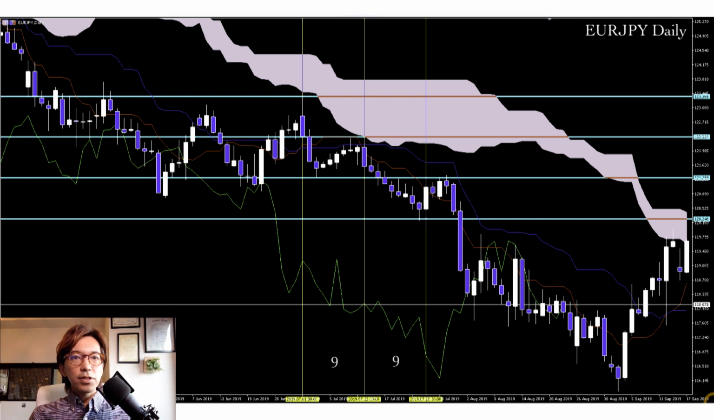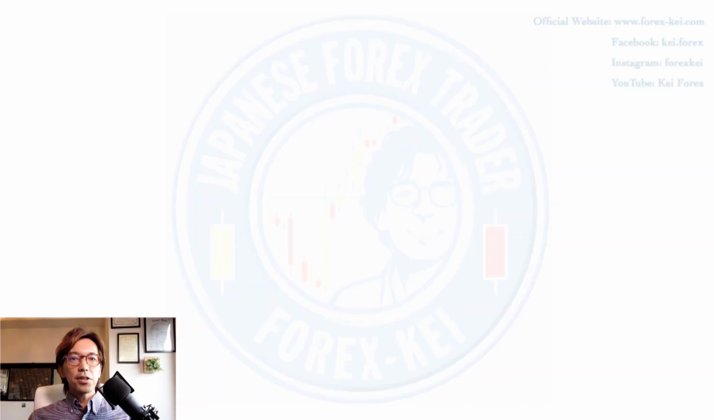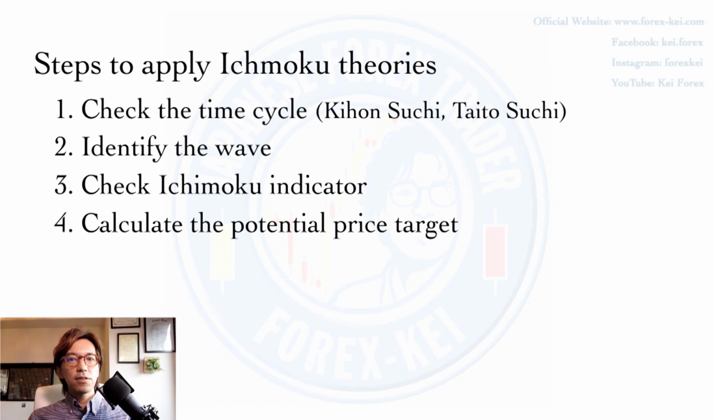Actually, I found similar patterns like this a lot in different pairs with different time frames as I prepared for this recording, so I want you to actually look at the charts and find them so that you can apply the real Ichimoku strategies as you keep on trading. First, look for the time cycles. Look for the Taito Suchi, where the same time cycle appears on the market, and identify the wave.